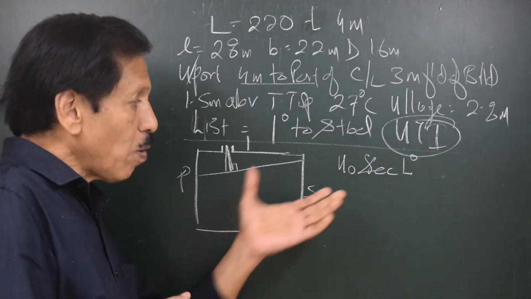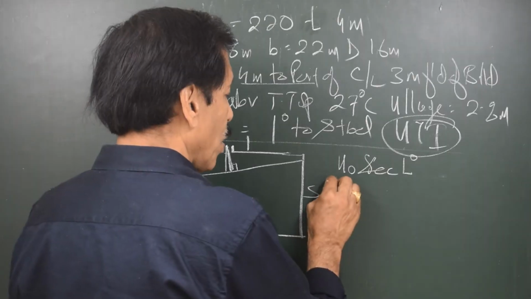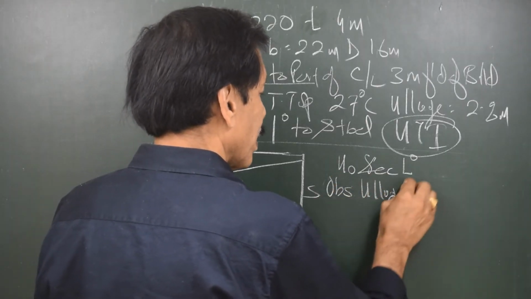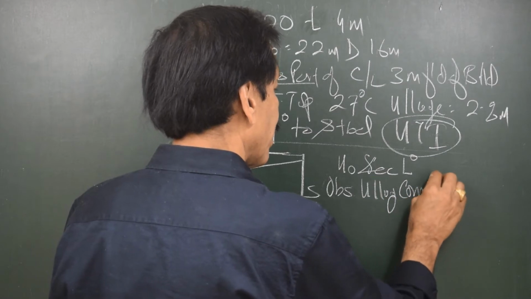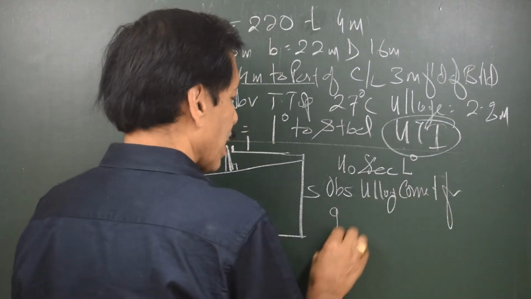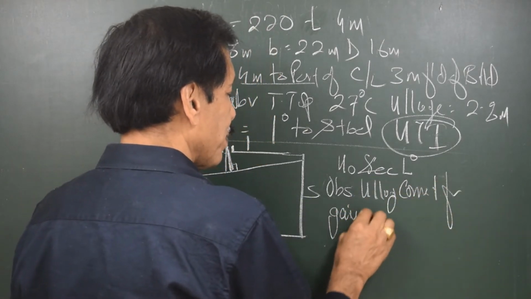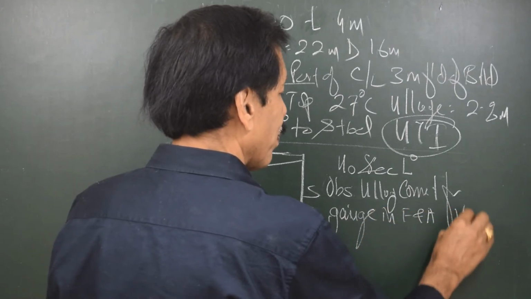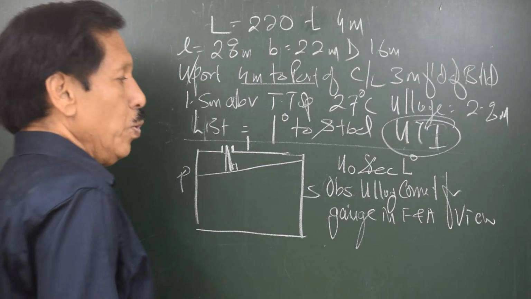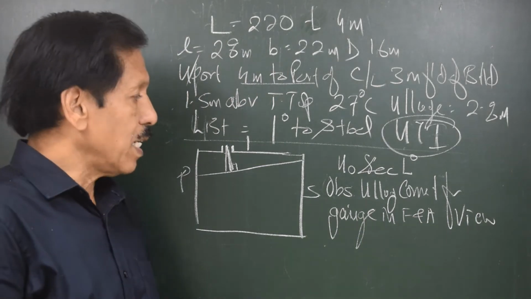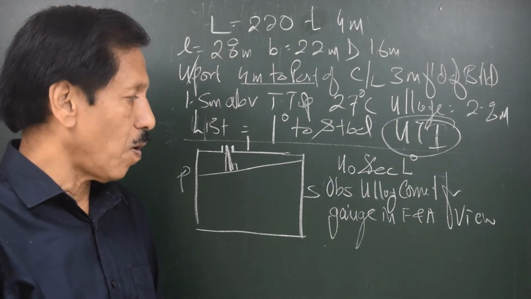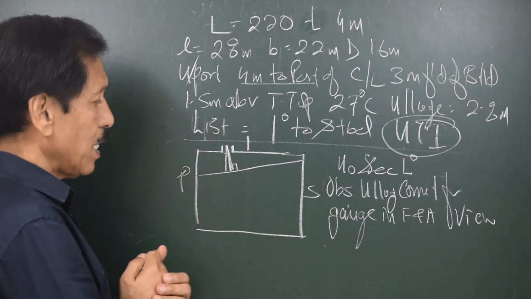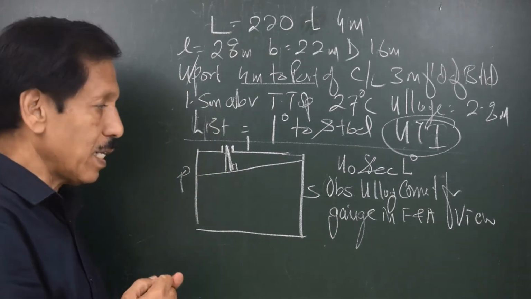Now what should we call it? This is observed ullage corrected for gauge in fore and aft view. U0 secant list is observed ullage corrected for gauge in fore and aft view. In fore and aft view, I can see that the liquid is inclined like this.